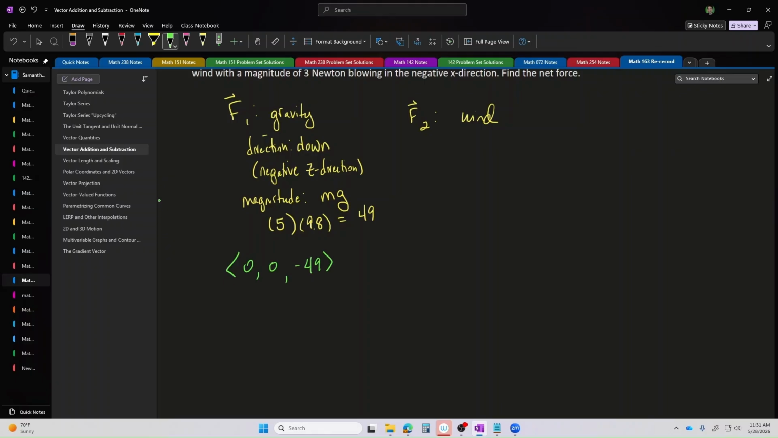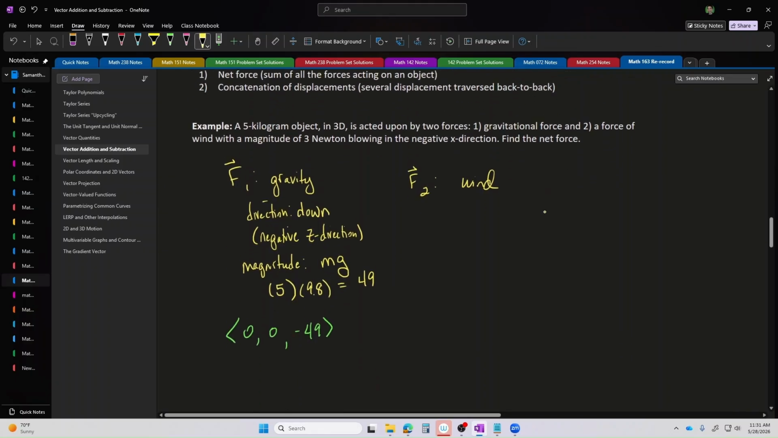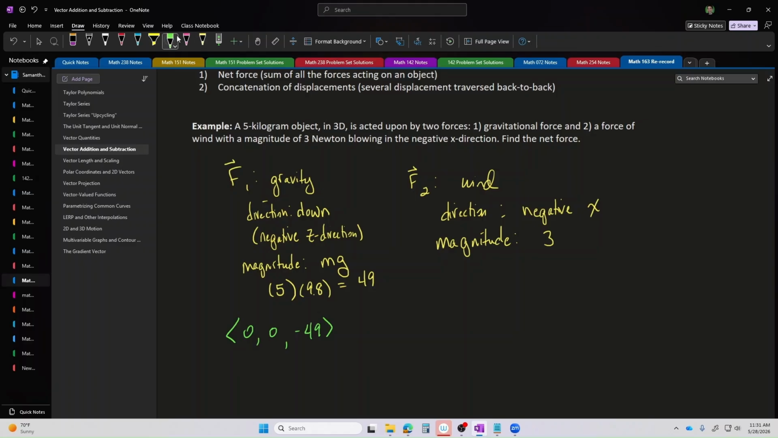Then we have the force of wind, and we're told that the wind is blowing in the negative x direction. So that's the direction along which this force is applied. We're also told the magnitude of this force directly. We're told that the magnitude is 3 Newton. So if I use this data to write this vector in component form, this vector would become negative 3, 0, 0.